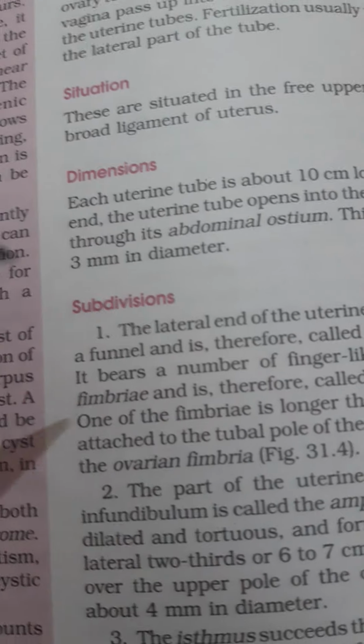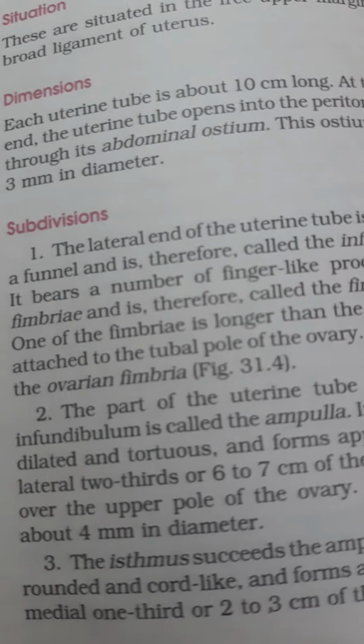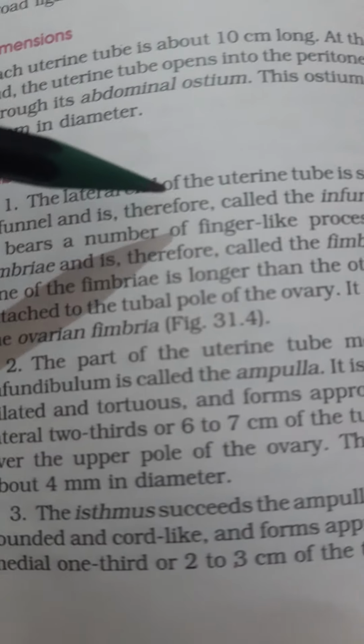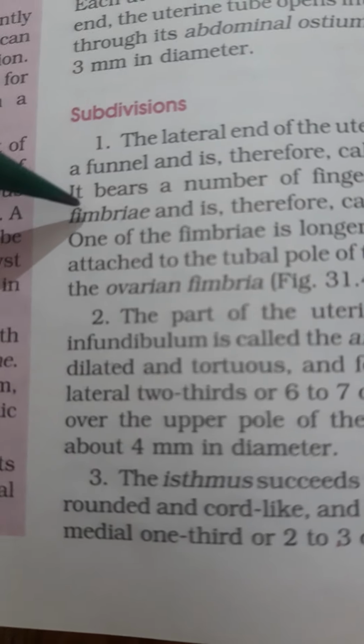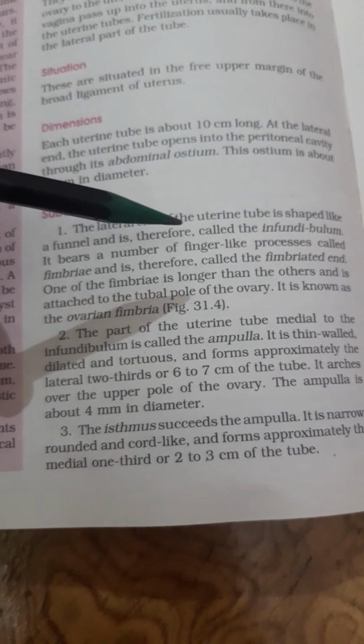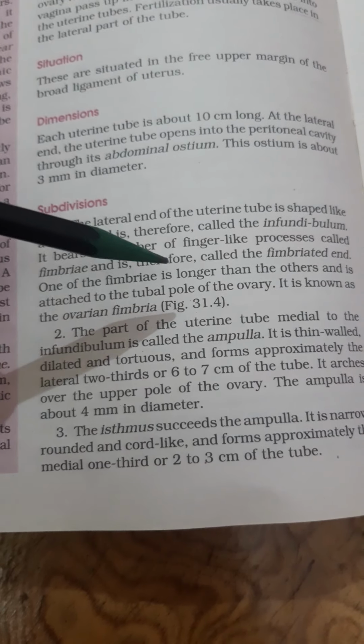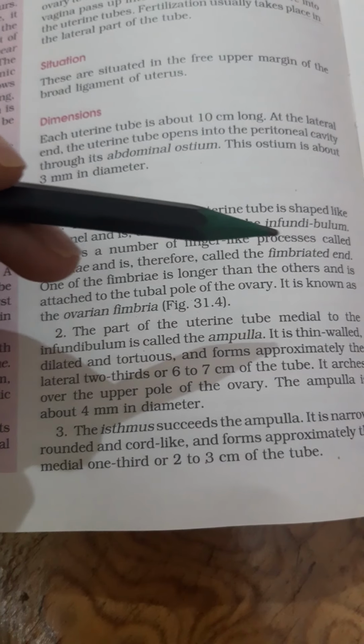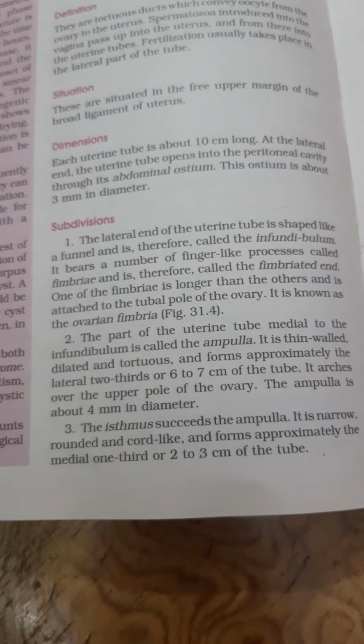The lateral end of the uterine tubes is shaped like a funnel and is therefore called the infundibulum. It bears a number of finger-like processes called the fimbria and is therefore called the fimbriated end. One of the fimbria is longer than the others and is attached to the tubal pole of the ovary. It is also known as the ovarian fimbria.